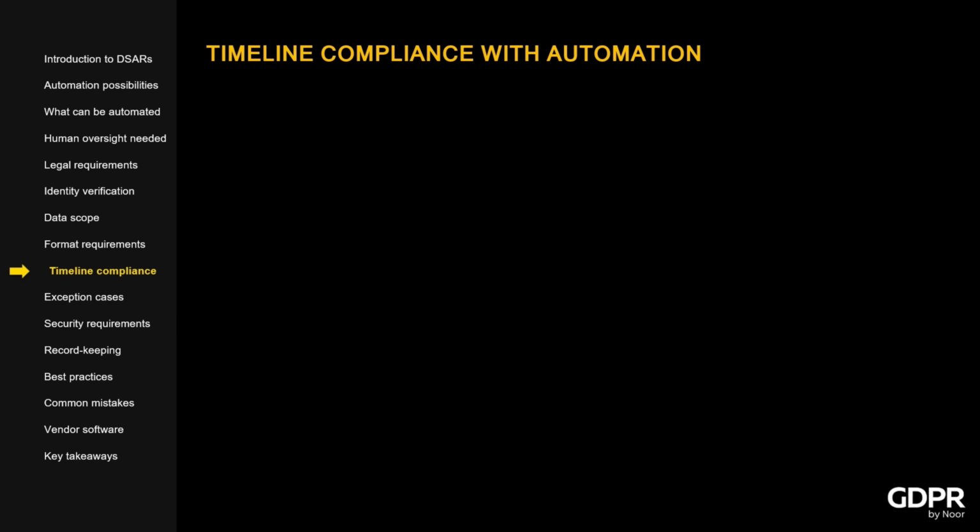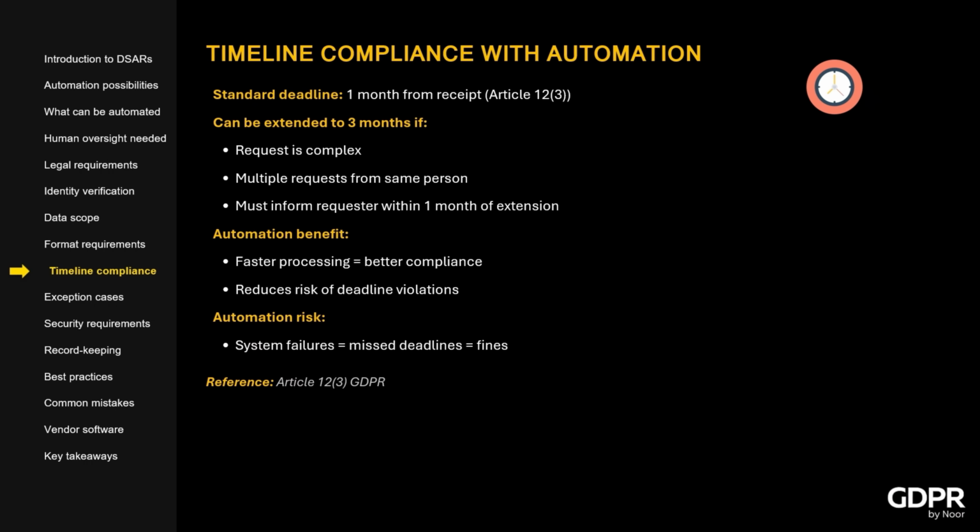GDPR gives you 1 month to respond to a DSAR. If the request arrives on 15 January, the deadline is 15 February. You may extend to 3 months for complex or multiple requests. But you must inform the requester within the first month and explain why there is a delay.